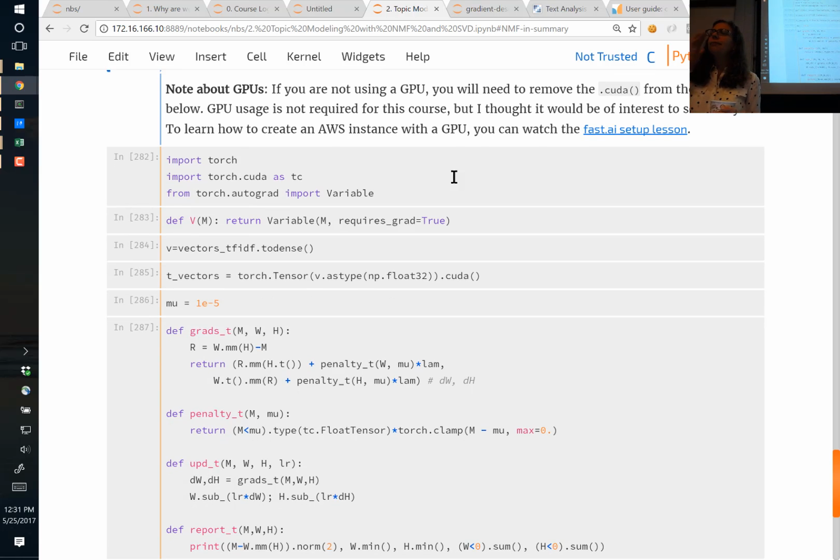So you do not have to be using a GPU for this course. That's fine. You will not get the speed up of running stuff on a GPU. Just in the code below here, whenever you see a .cuda, you'll need to delete that if you don't have a GPU.